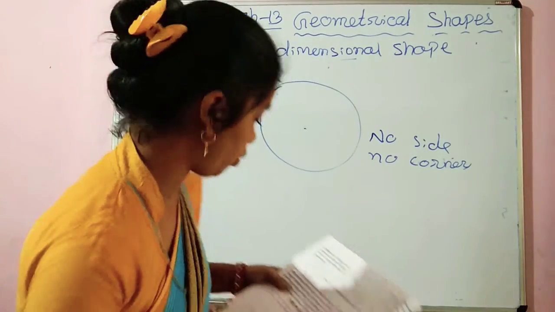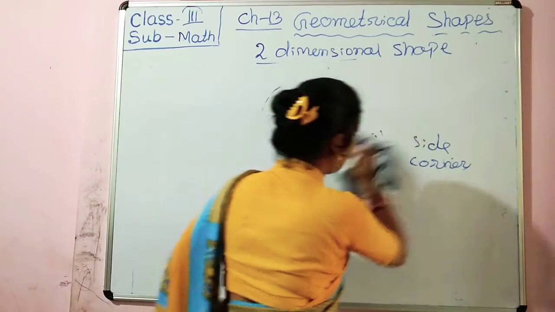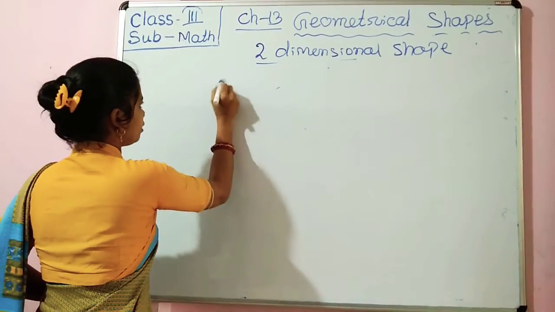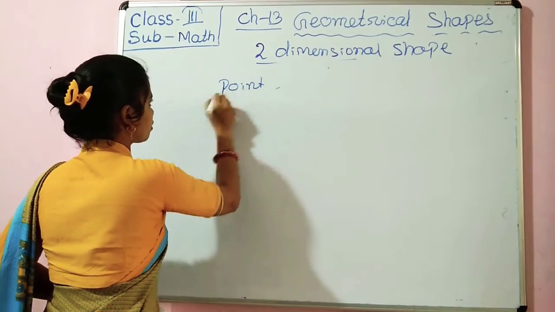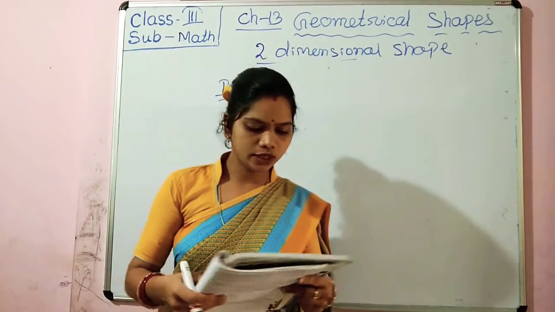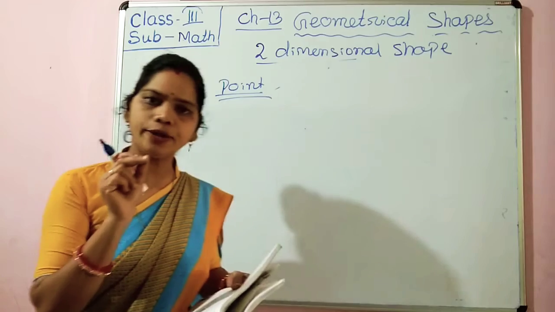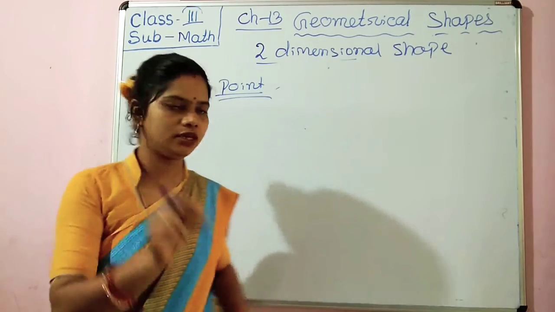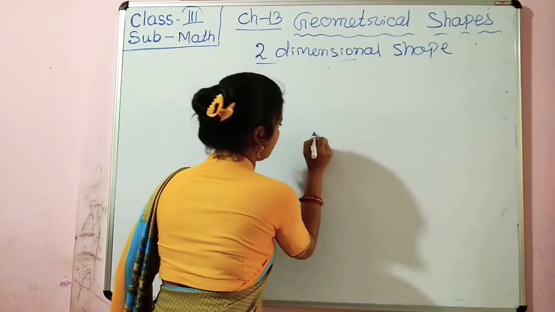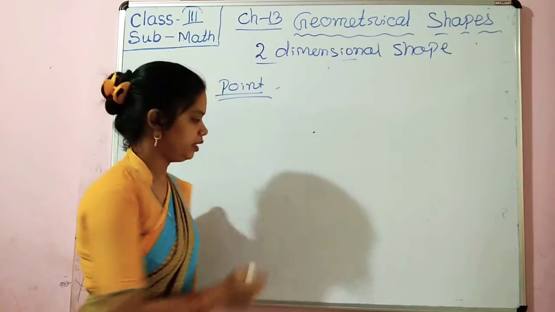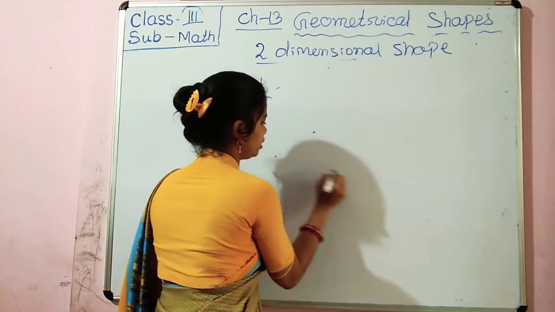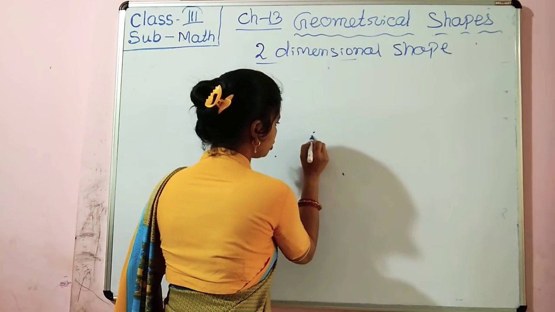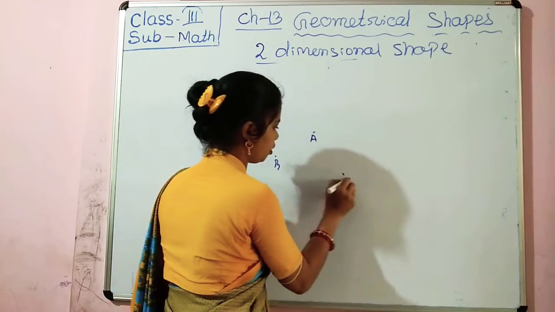Then we know about a point. All of you know what is a point? Point. Look, what is a point? A point is a small dot. All of you know a point is a small dot made by a sharp pencil on a plain sheet. Okay, look, it is a point. It is also a point. It is also a point. We can name the points as point A, point B, or point C.